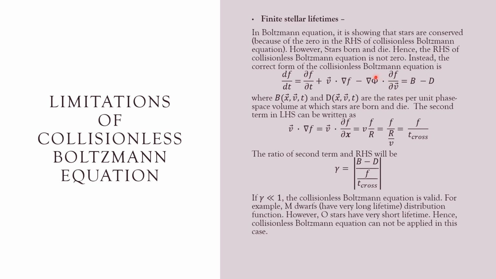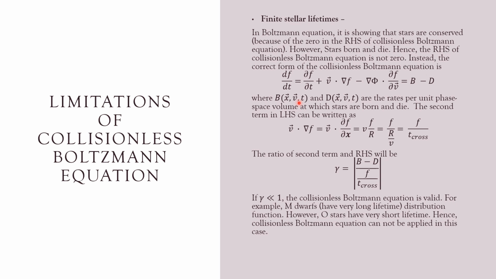The left side did not change from the original equation, but on the right side we have b minus d. Here b and d both are functions of position vector, velocity vector, and time, and represent the rates at which stars are born and die, respectively.